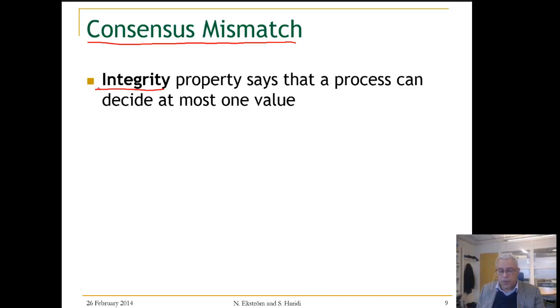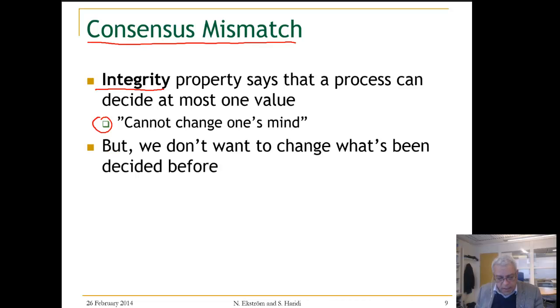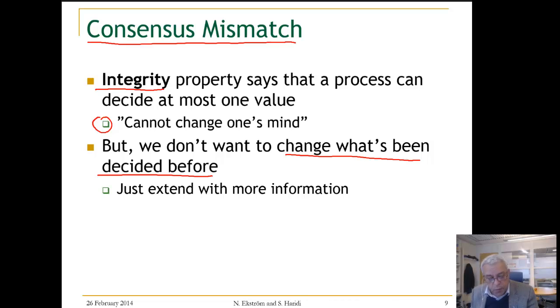Integrity is a property which says that a process can decide at most one value, which means we cannot change our mind once we decide it. But in fact, that is not the case. What we want here is that we don't want to change what has been decided before, but we want to extend what has been decided before with more information that is unique. Okay, that's very important. Notice that.